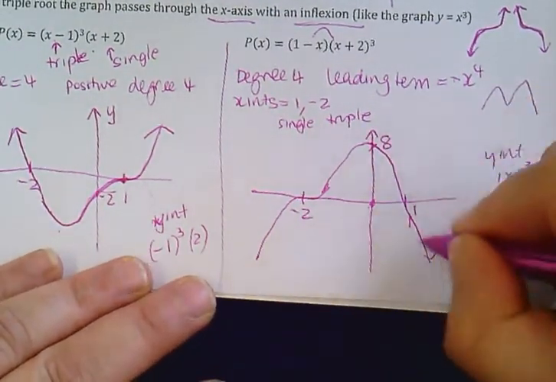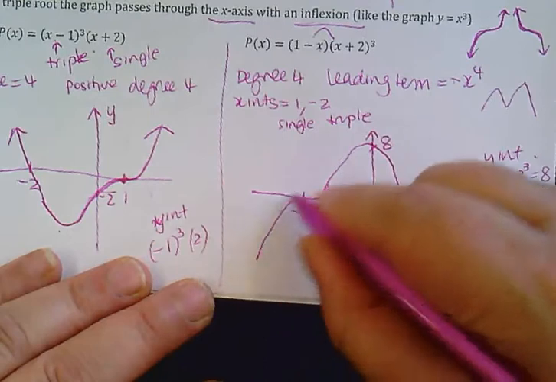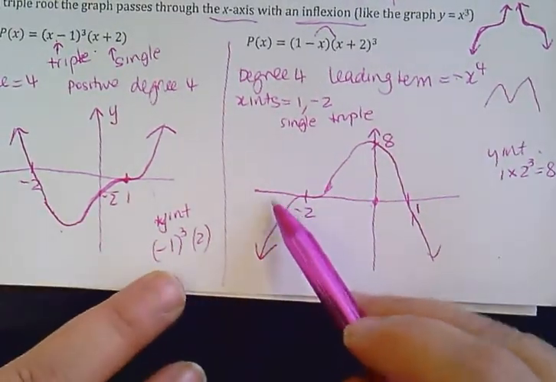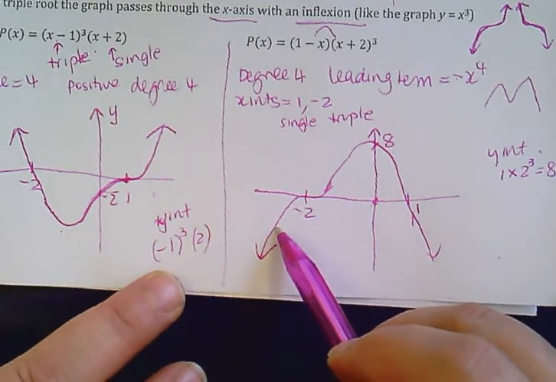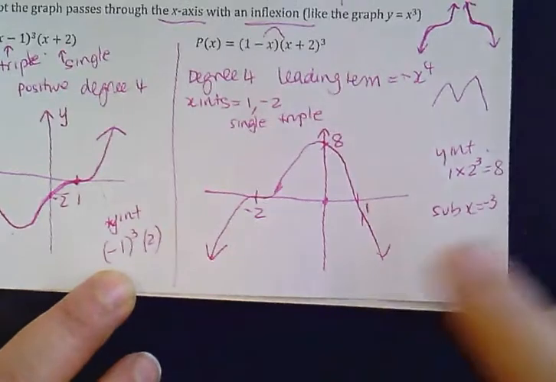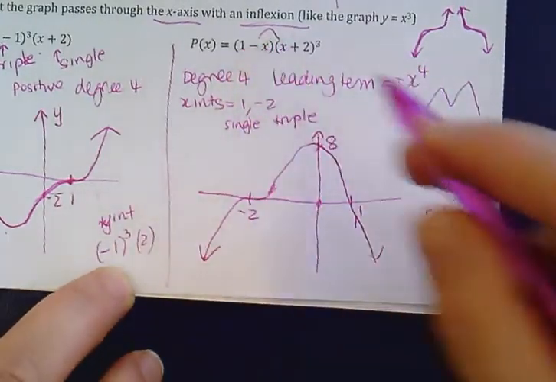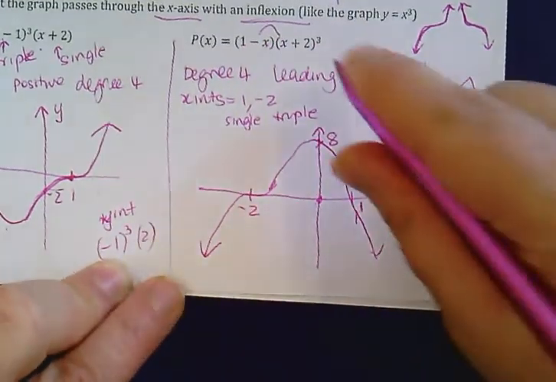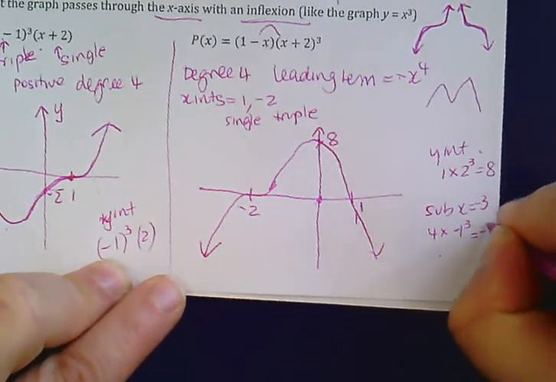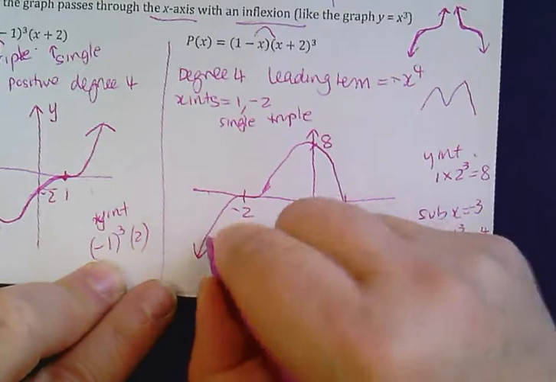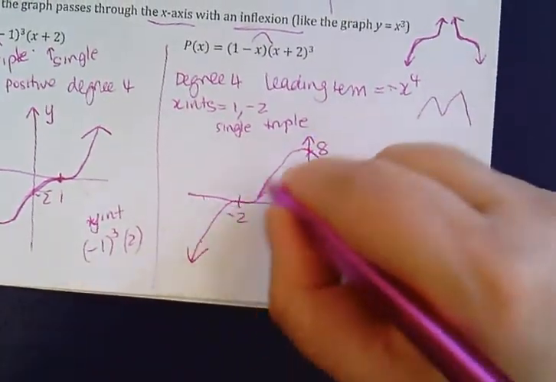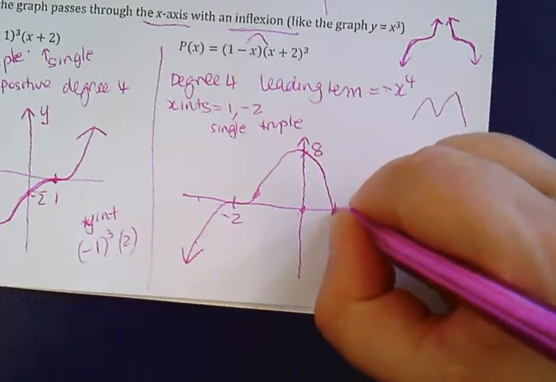We've got a single root at 1. Do you get that? We've got a triple root at negative 2. And if I substituted in x is negative 3, I would know it starts from down here. So sub x is negative 3. And I get, what, 1 minus negative 3, that's 4, times negative 3 plus 2, that's negative 1 cubed. Yeah, it's definitely negative. Starts down there, that's good. Triple root, see there's my triple inflection type. There's my single, it cuts through at 1.